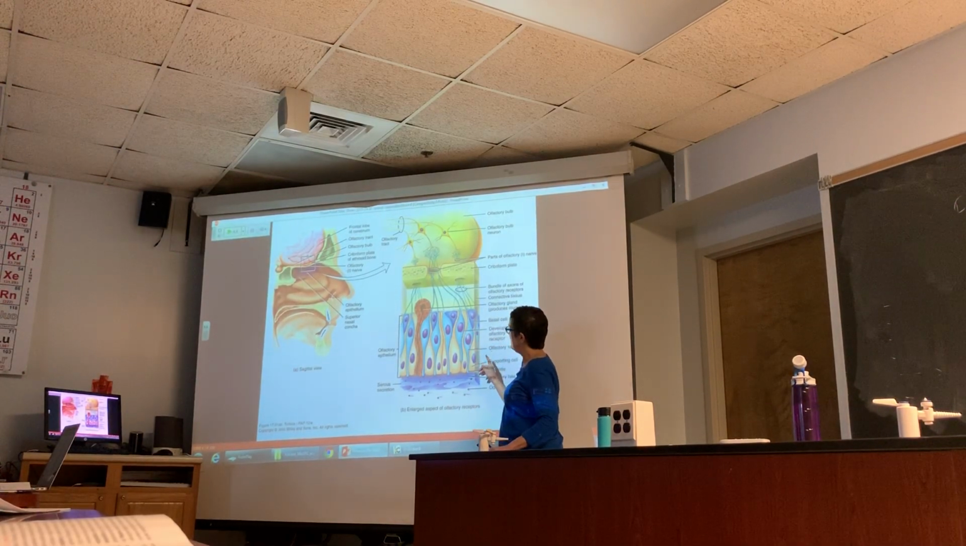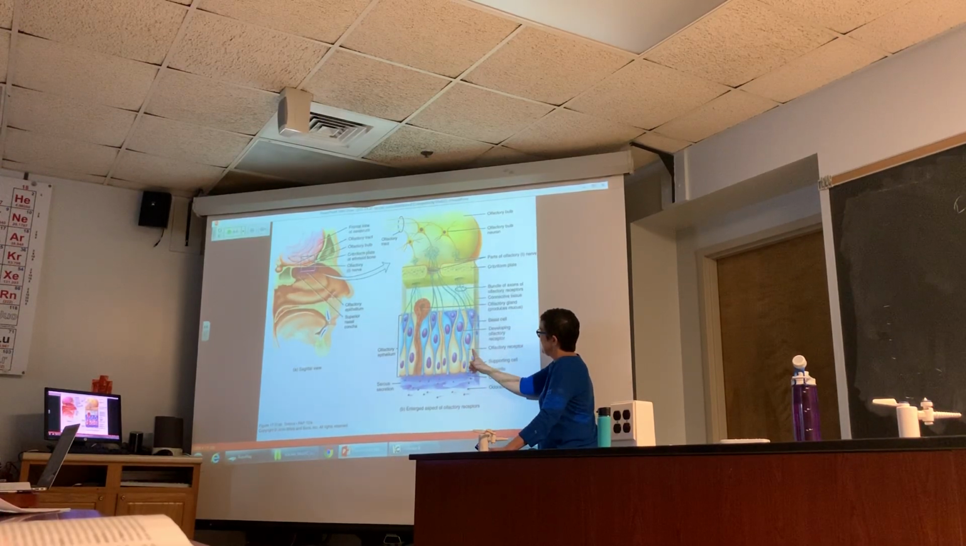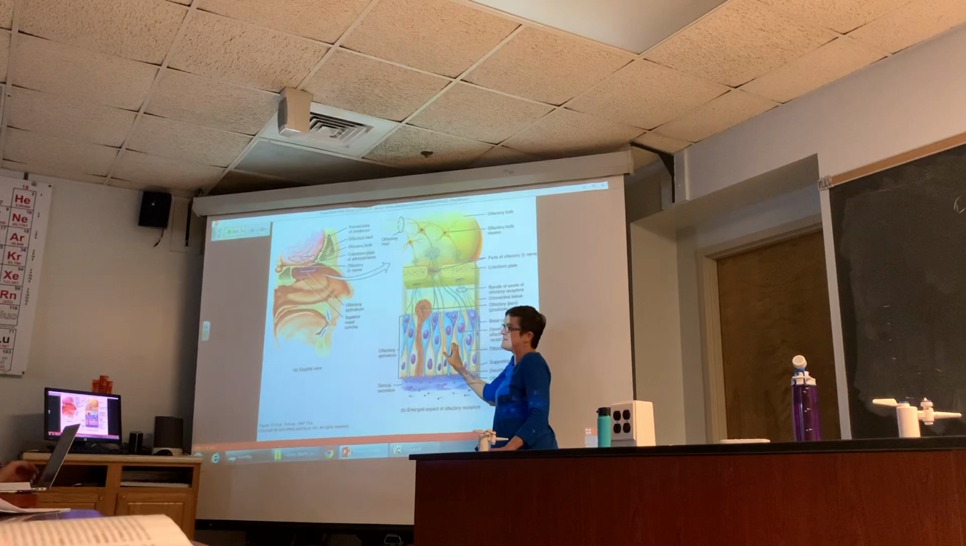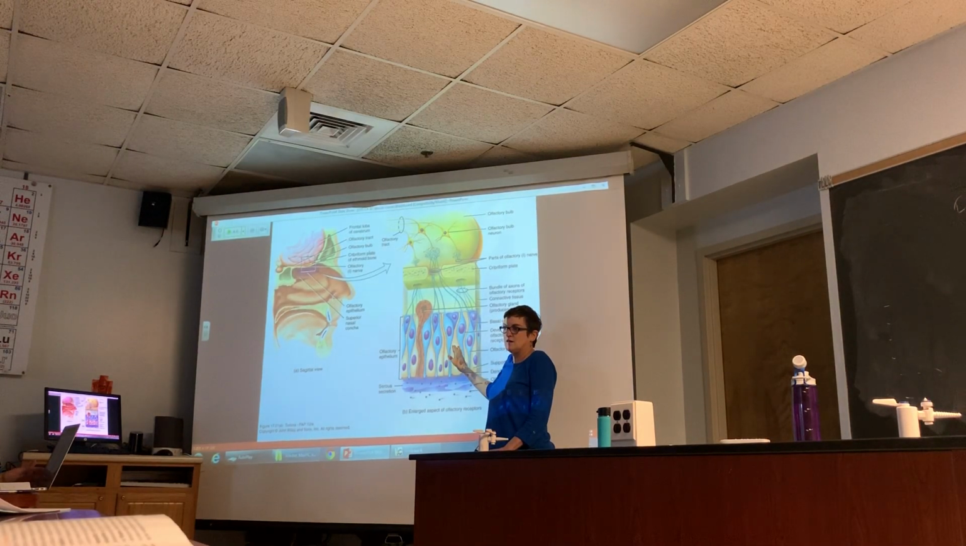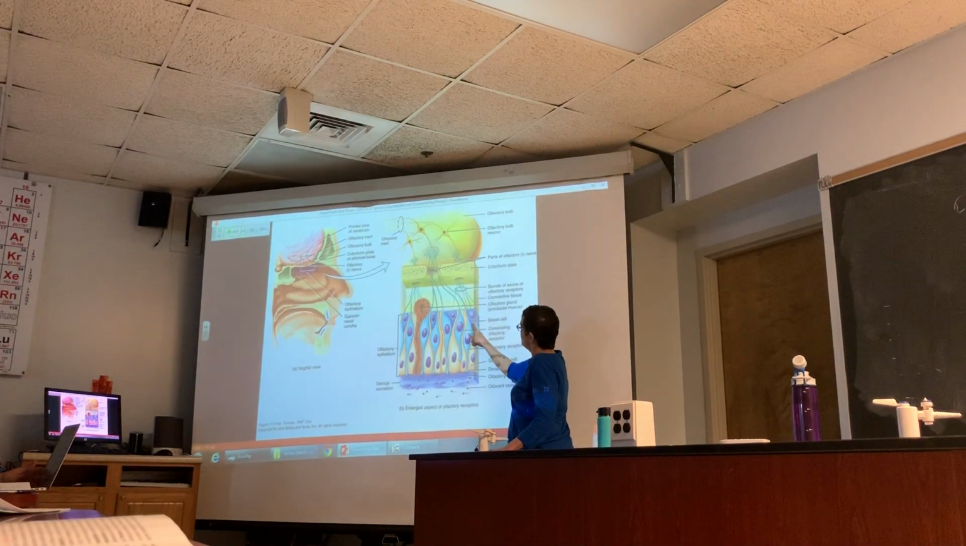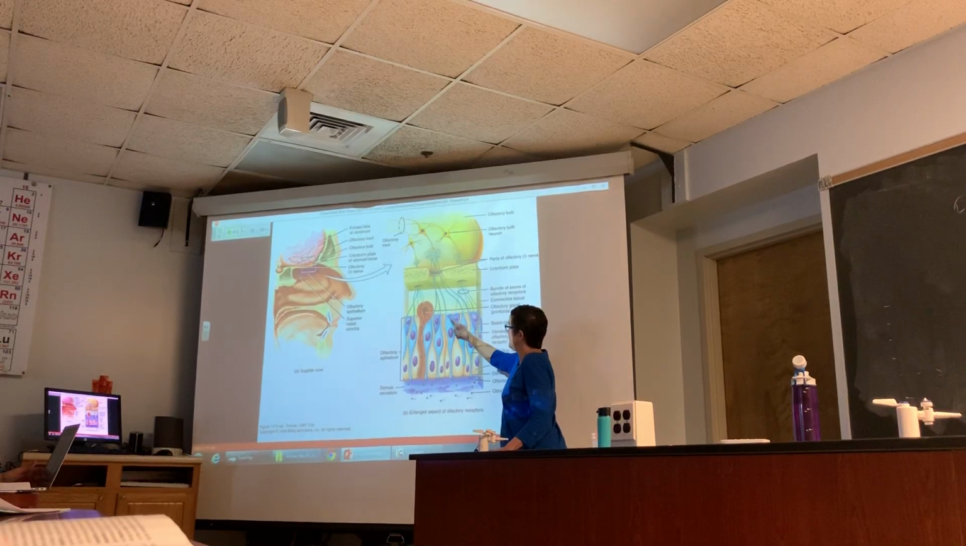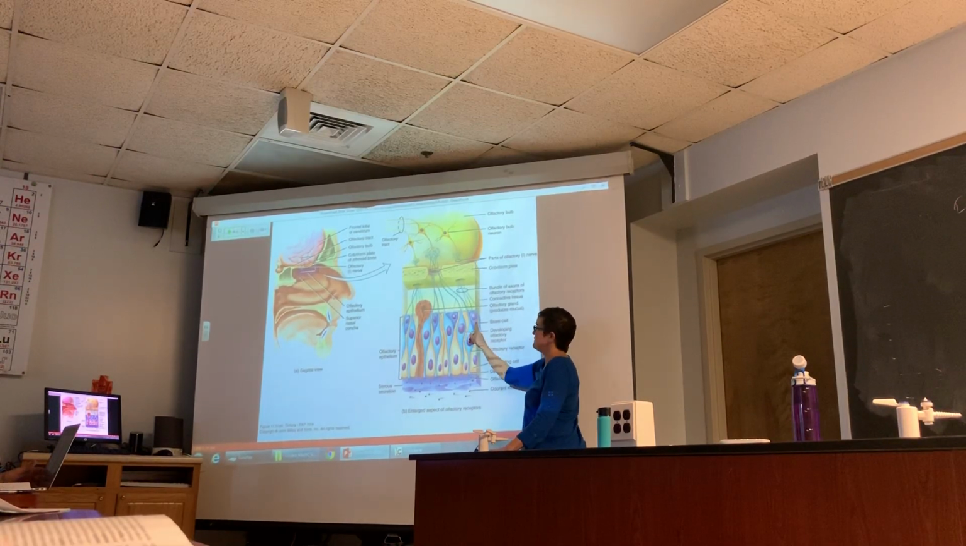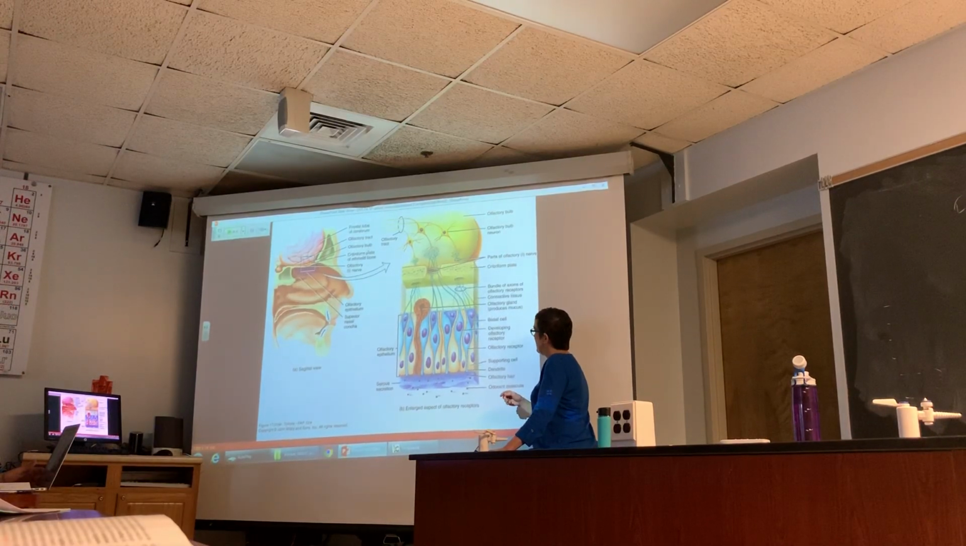Now there are also other structures here. For instance, the supporting cells are shown in brown. These are the ones that protect and insulate the neurons. The basal cells are at the base of the epithelium. These are the cells that divide and replace the dead receptor cells when they die.